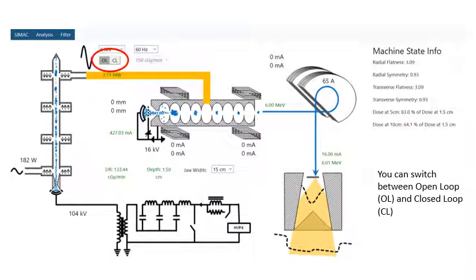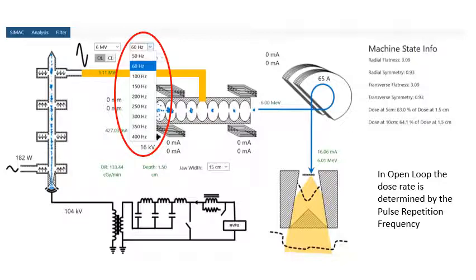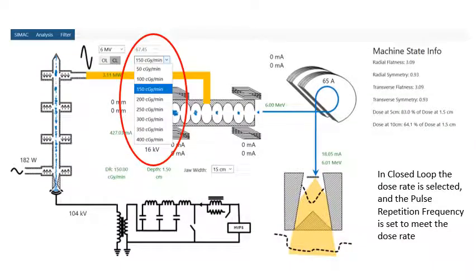You can also choose between open loop and closed loop modes. In open loop mode, the machine dose rate is set by the pulse repetition frequency, which is selectable directly from the pull-down menu. In closed loop mode, the machine dose rate is set directly, and the machine then sets the pulse repetition frequency needed in order to achieve the desired dose rate.